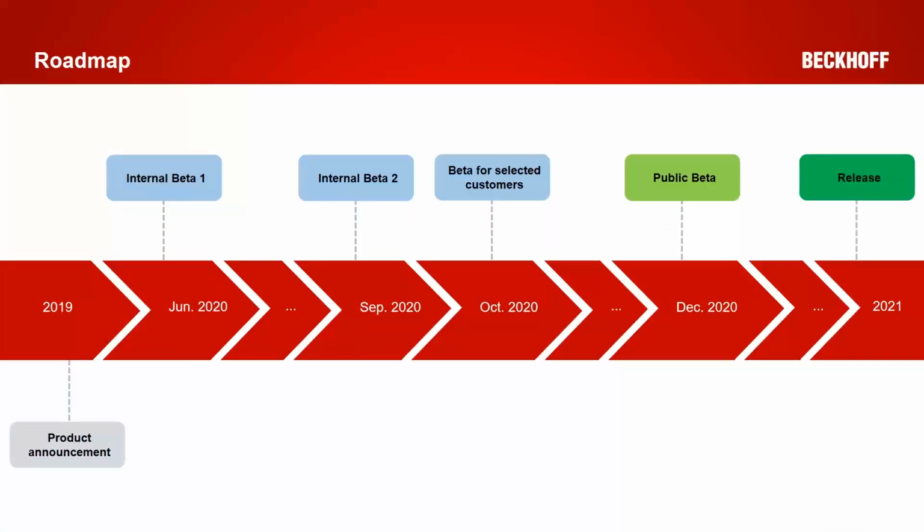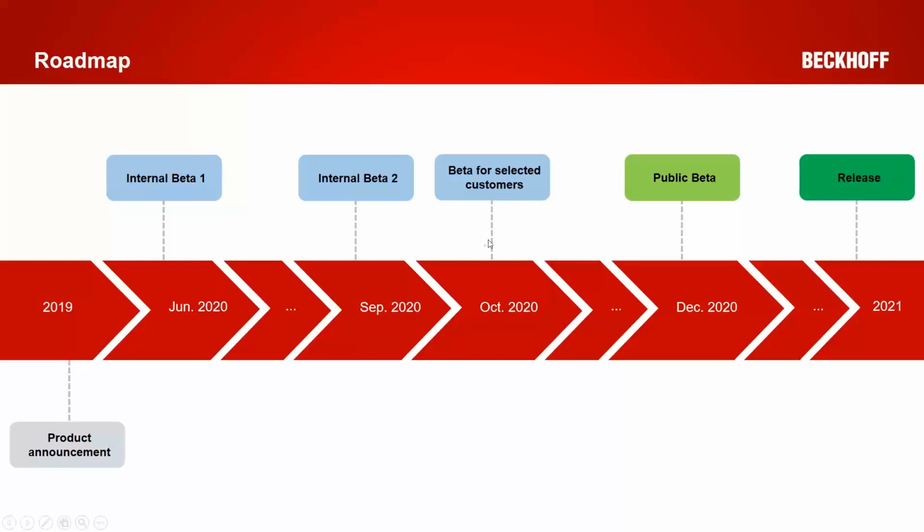So I would like to talk about the roadmap a few more minutes before I'm finishing this presentation. So we did our product announcement in November 2019, and we started an internal beta 1, in June this year, so a couple of months ago. And now a second internal beta version for every Beckhoff colleague will be available in September, so next month. So we want to get a feeling for, okay, how does the backend infrastructure perform and feel like when there are hundreds of different people working with it at the same time? So we want to have a feedback for that as well before we are starting to release this cloud service.